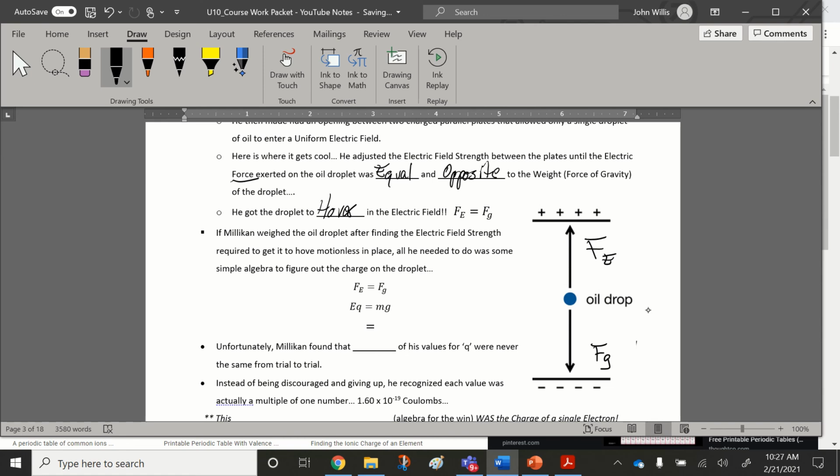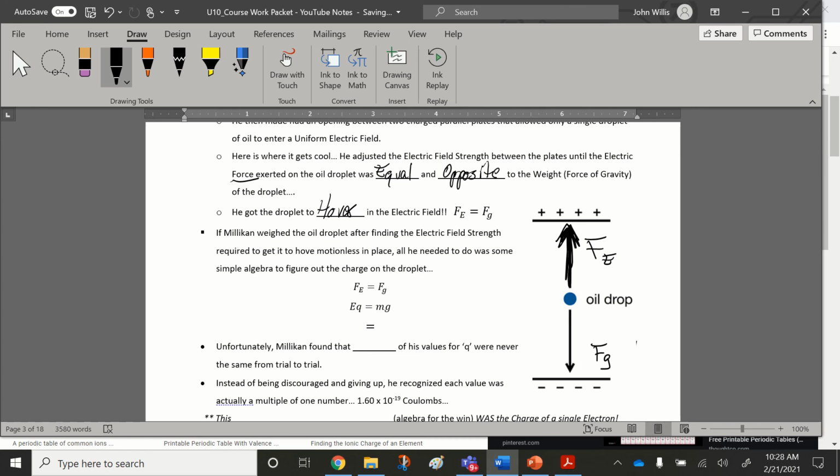Because if this isn't pushing up enough, then the weight vector is going to win and it's going to fall, right? Where there's a net force, things move in the direction of the net force. So he had to get that upward electrical force at the same magnitude as the weight of the droplet.